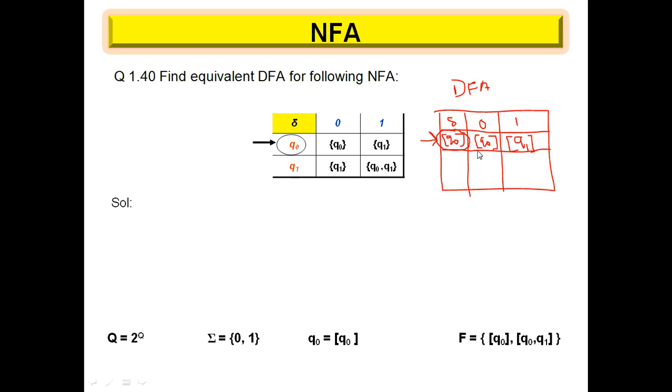Let's understand which state we are going to take. The state which is going to come here should not be previously present in this column. Q0 is already present here, so we are not going to take Q0. We are going to take Q1 here.